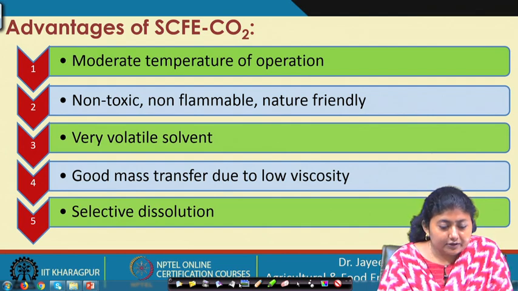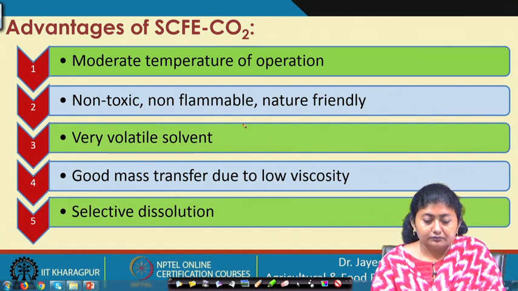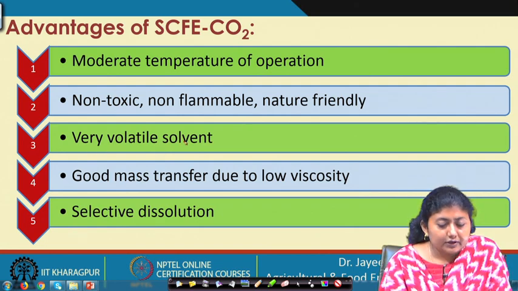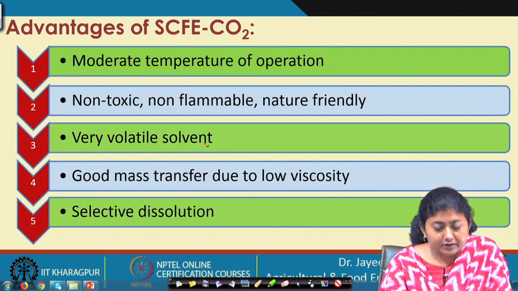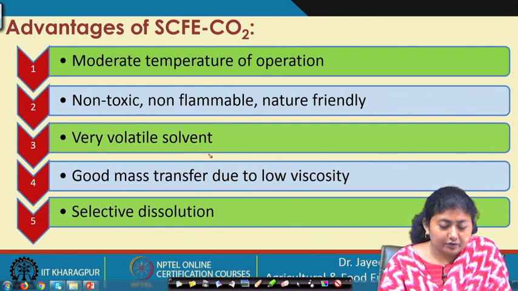Carbon dioxide is considered to be non-toxic, non-flammable and nature friendly. So, using supercritical carbon dioxide does not have any ill effect on the product, and it does not leave any residue on the product. It is a very volatile solvent. So, when we separate it at low pressure, it completely separates from the solute, or from the component that we want to separate, and no residue is found on the product.